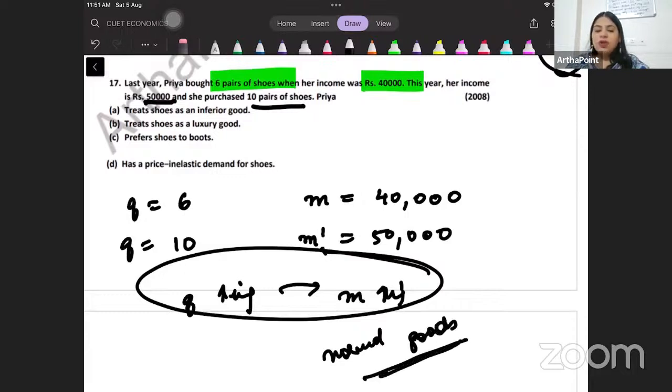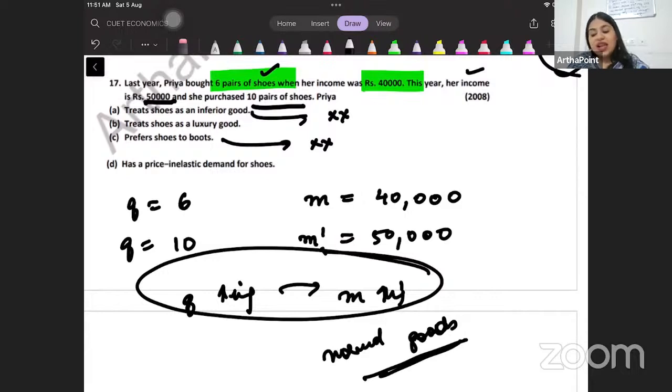But beta, normal good is not given anywhere, right? Normal नहीं दिया है, तो क्योंकि ये normal नहीं दिया है, inferior तो नहीं है, we know. She prefers shoes to boots. ये भी नहीं हो सकता क्योंकि boots के बारे में तो कुछ लिखा ही नहीं है. And she is anyways increasing shoes. So we don't know anything about boots. ये भी नहीं हो सकता.